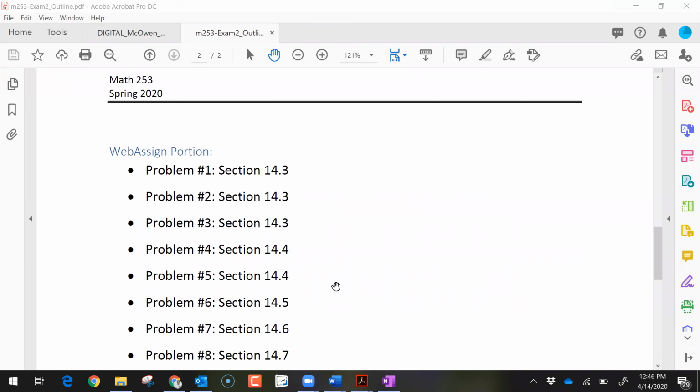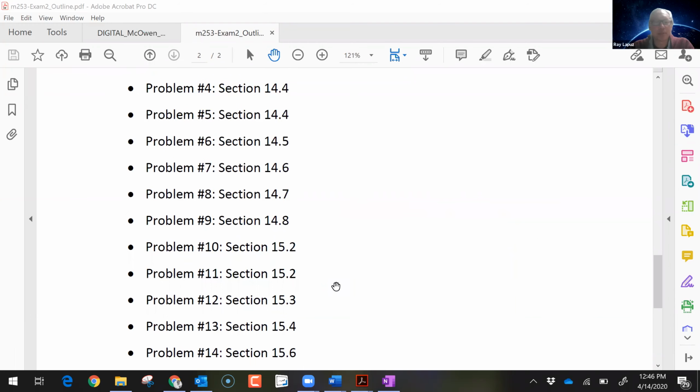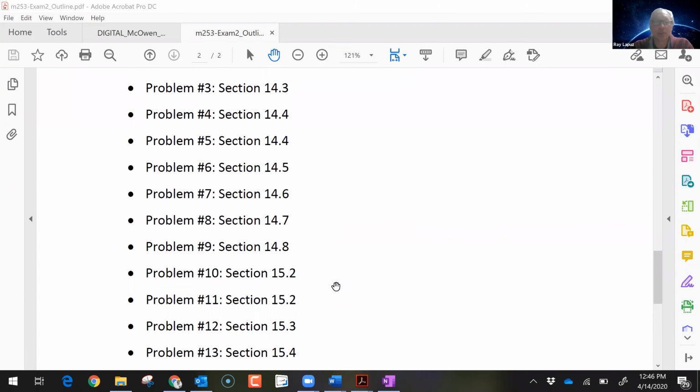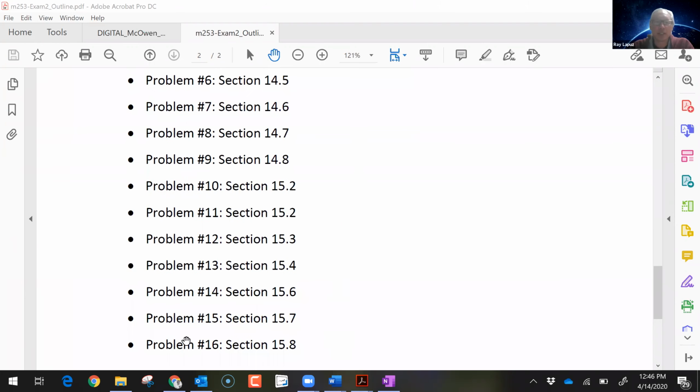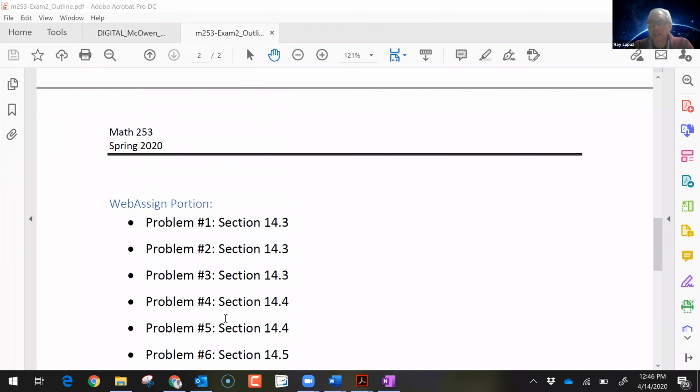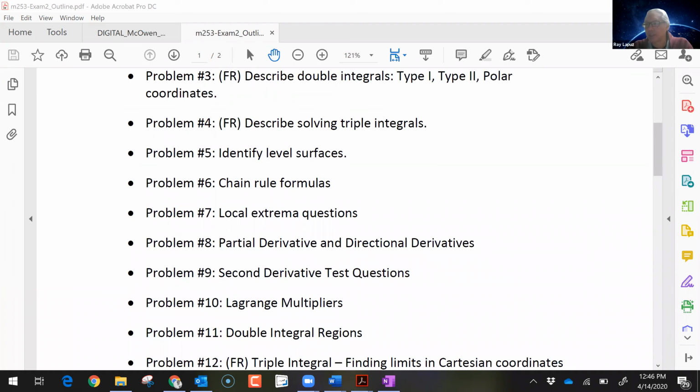The WebAssign portion has 16 problems, and they're coming from a variety of sections from chapter 14 and chapter 15. The last two problems I think are 4 points. The rest are 3 points. The last two problems are multiple integrals in cylindrical coordinates and spherical coordinates. Okay, so that's the setup.